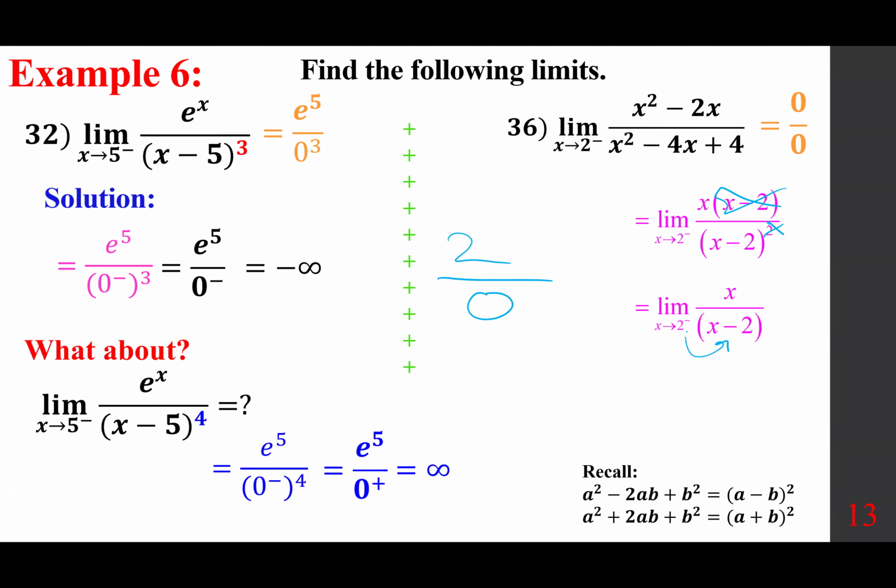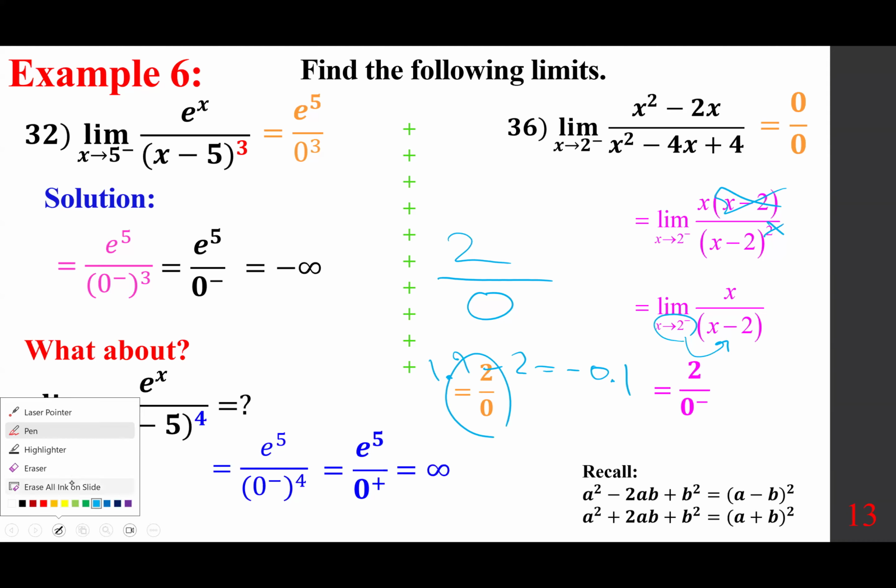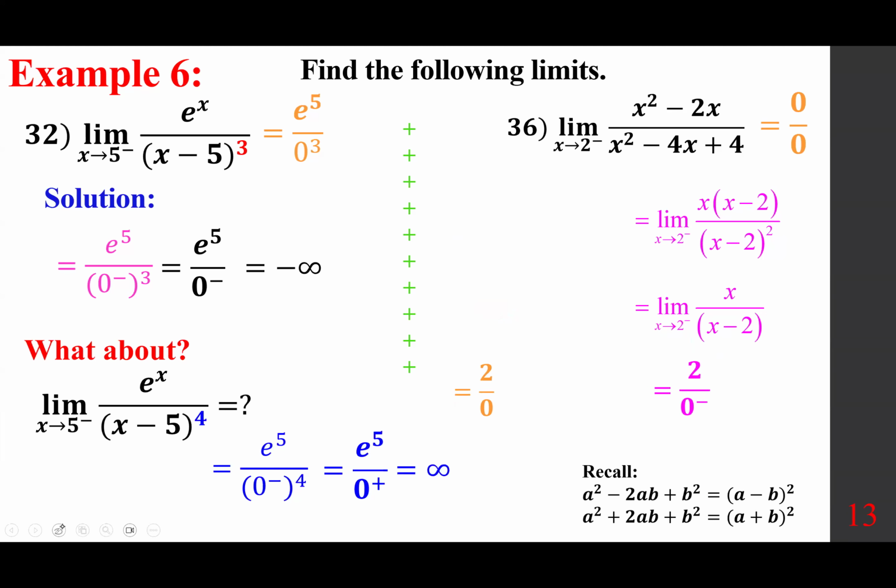So 2 from the left, like for example 1.9, minus 2 is negative 0.1. And that means the 2 over 0 that you get, everybody, is really 2 over 0 from the left. And positive over negative is negative. And the final answer is negative infinity.